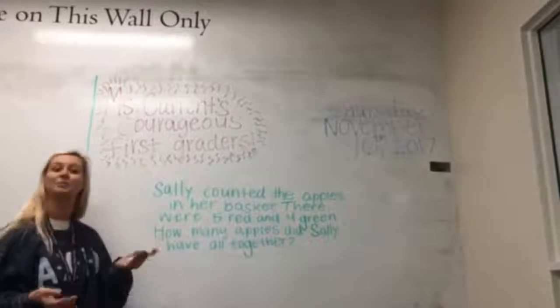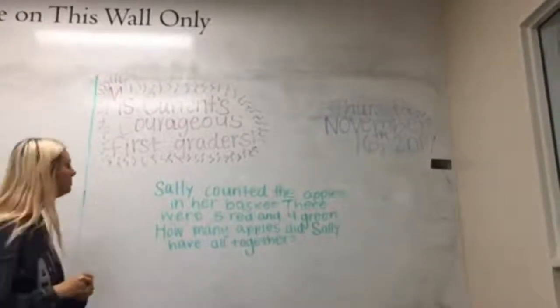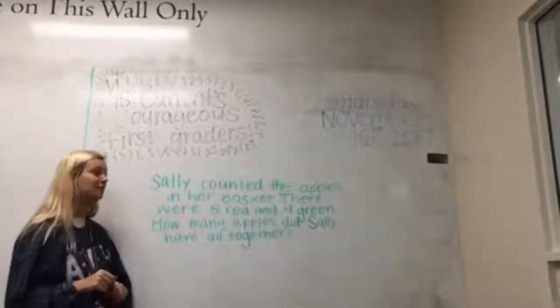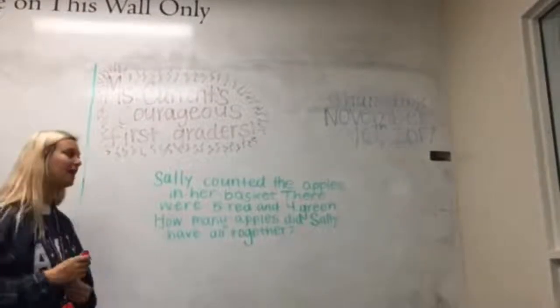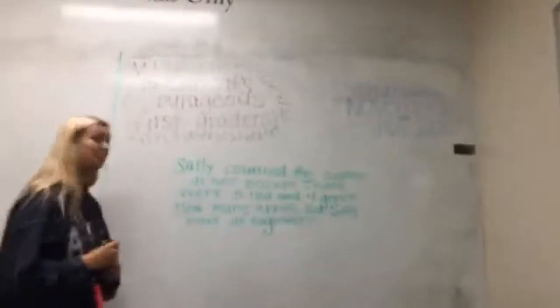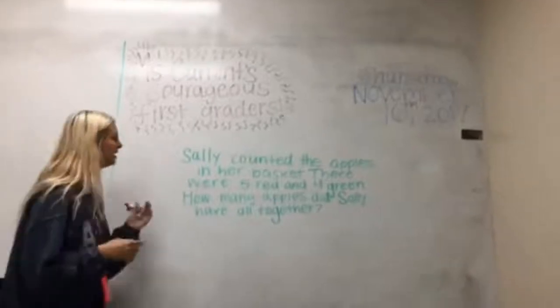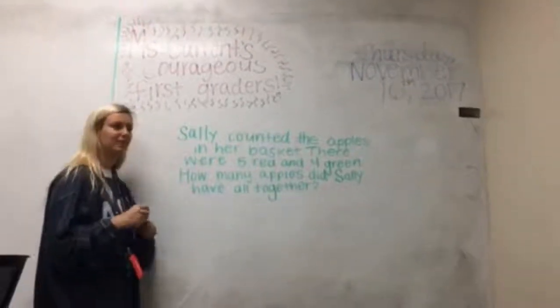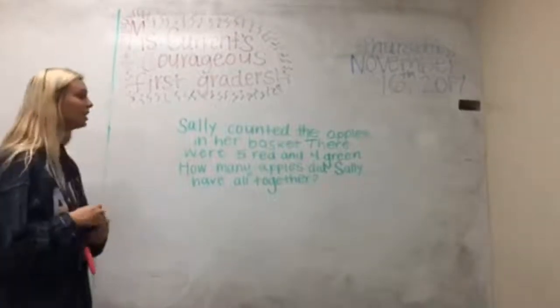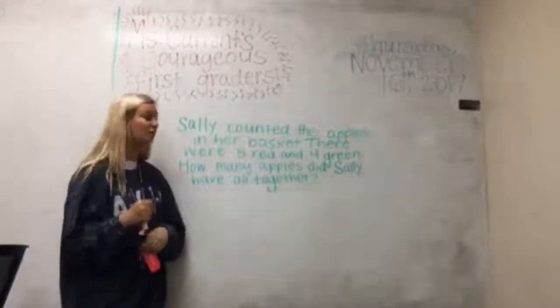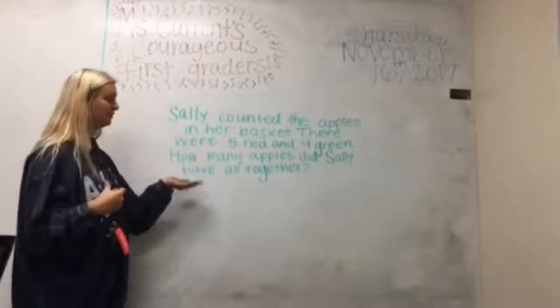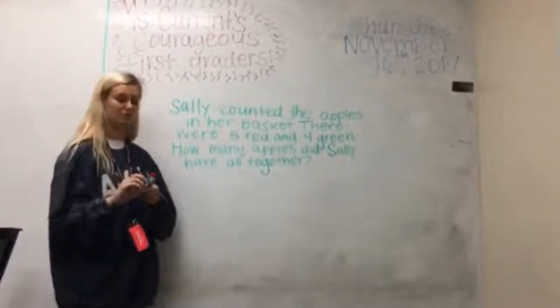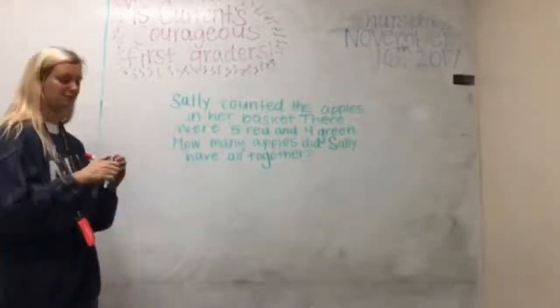Hey class, today we're going to be solving a math word problem. The problem is Sally counted the apples in her basket. There were 5 red and 4 green. How many apples did Sally have altogether? Can anyone tell me what this word problem is trying to solve? That's correct. The word problem is trying to figure out how many apples she has total in her basket, making the 5 red and 4 green one total number. Let's draw it out to get the answer.